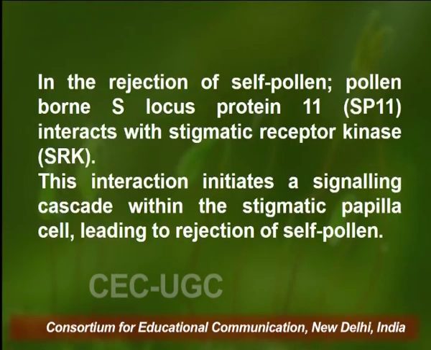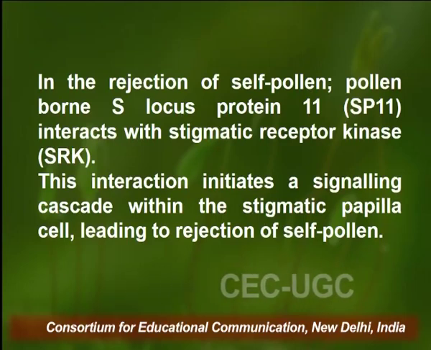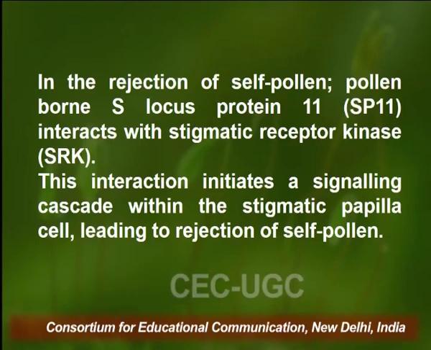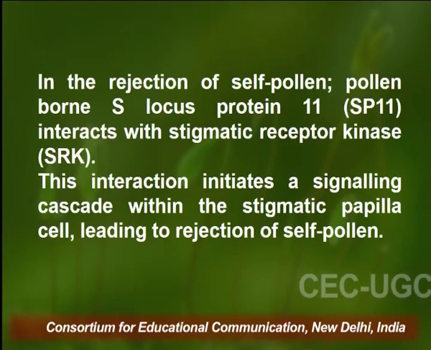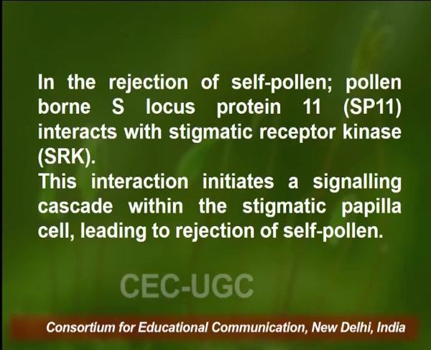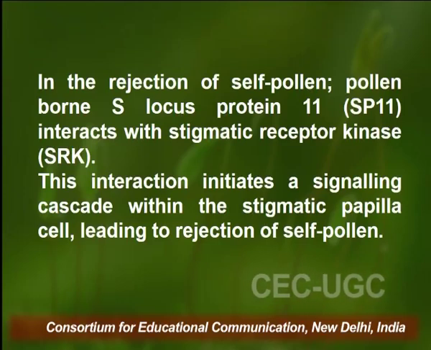In the rejection of self pollen, the S locus protein 11 interacts with the stigmatic receptor kinase. This initiates a signaling cascade, that is, it sends signals one after the other within the stigmatic papilla, and it finally conveys the message that the pollen has to be rejected.